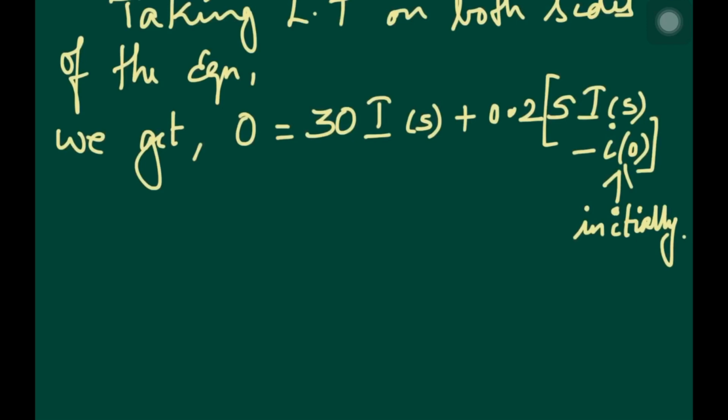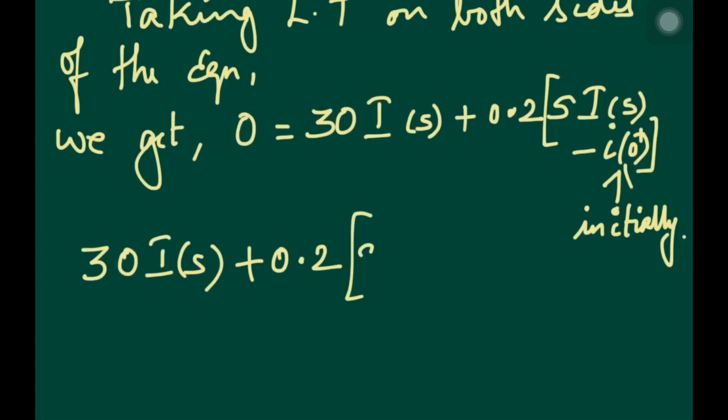So that value is the initial current which will be flowing through the circuit after the switching takes place, that is I of 0 plus. Therefore we will take I of 0 is equal to I of 0 plus is equal to 2 amps. Now we will be substituting 2 amps in place of I naught. So therefore we will be getting 30 I of s plus 0.2 open brackets s into I of s minus 2 close brackets equal to 0.